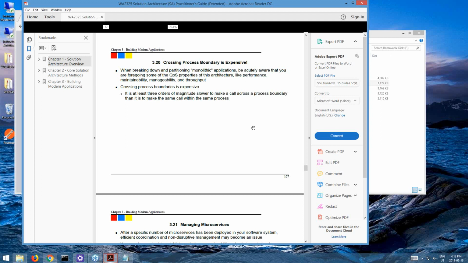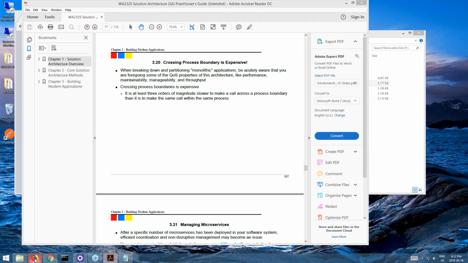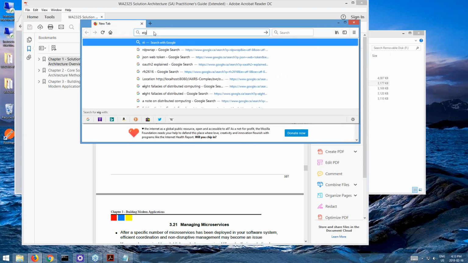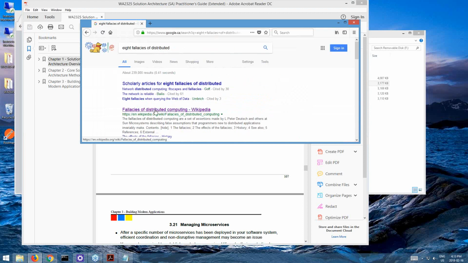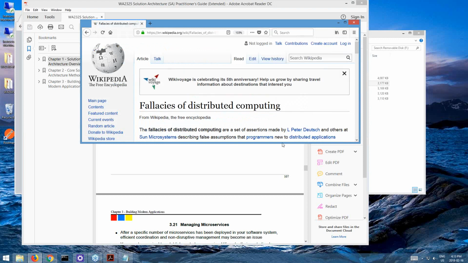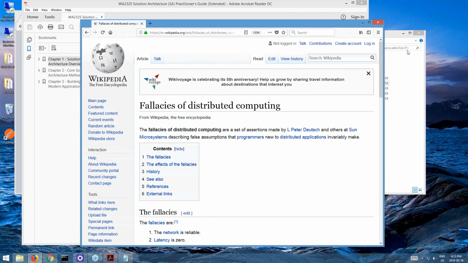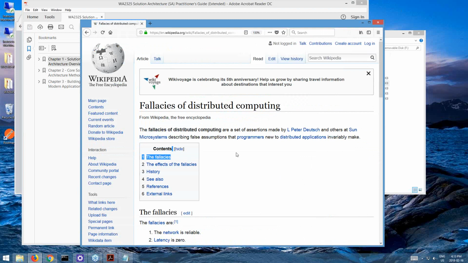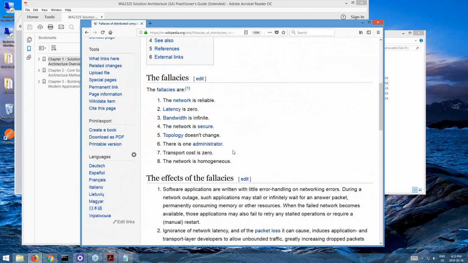I'll just mention, there's always a couple of resources I like to point out to people. The one is the 8 fallacies of distributed computing. And this is the idea expressed by a researcher at Sun named Peter Deutsch back in the 90s, and things haven't changed a whole lot.